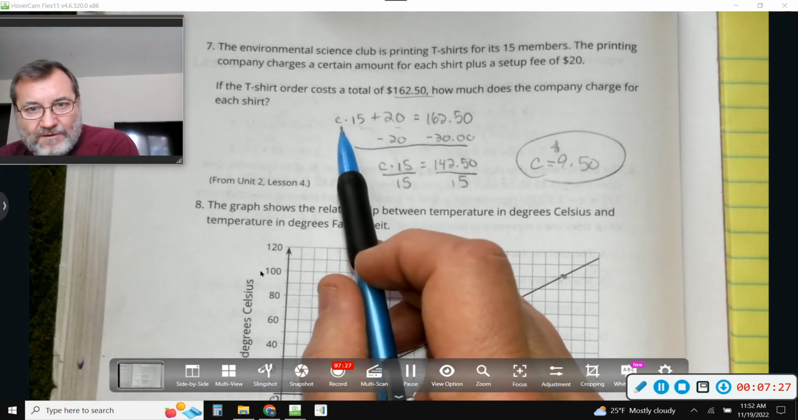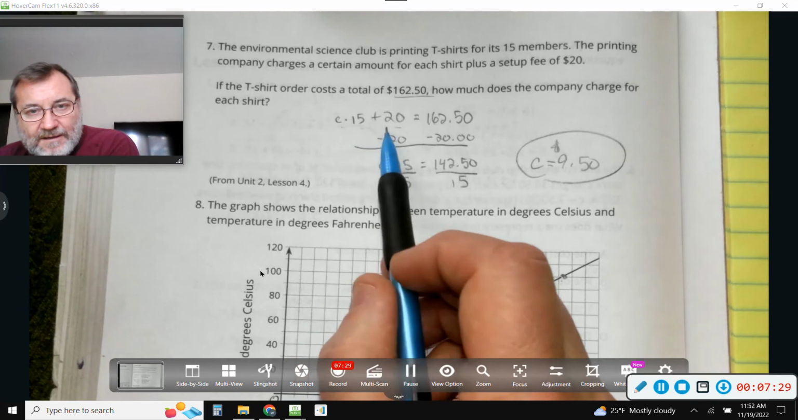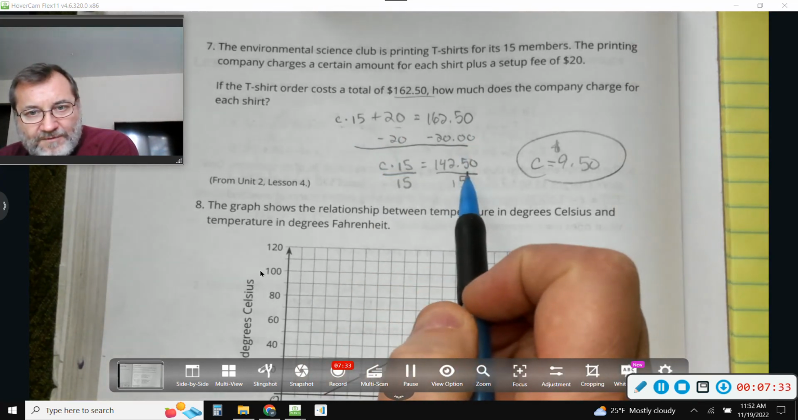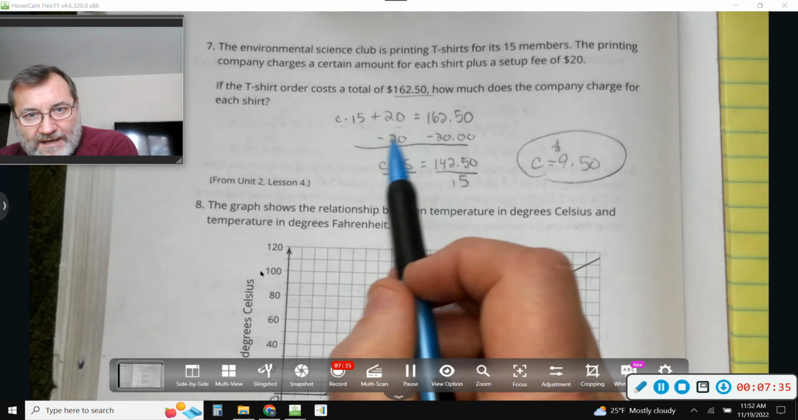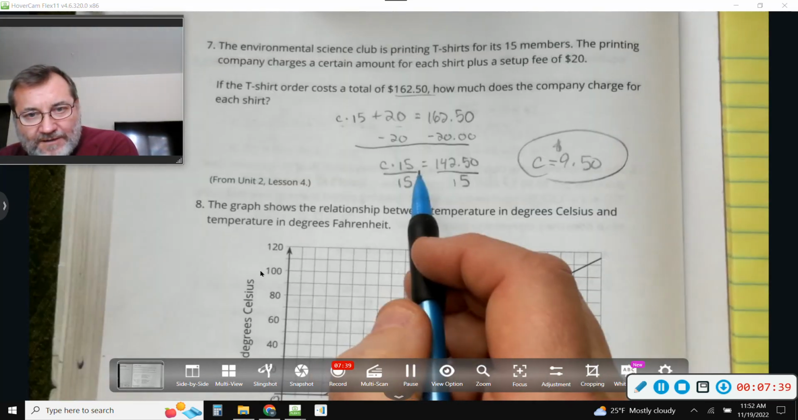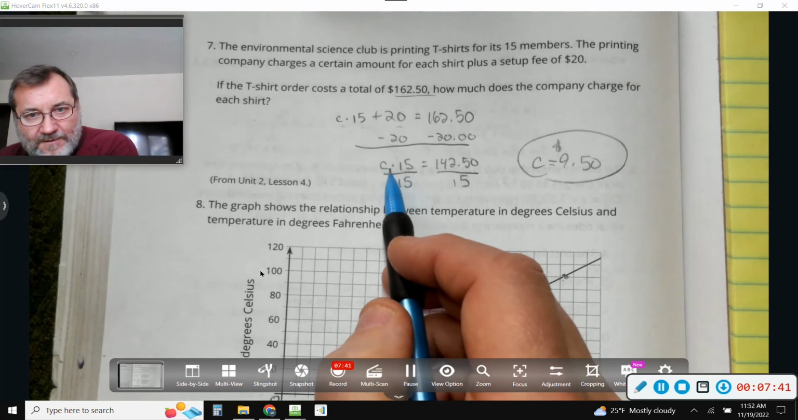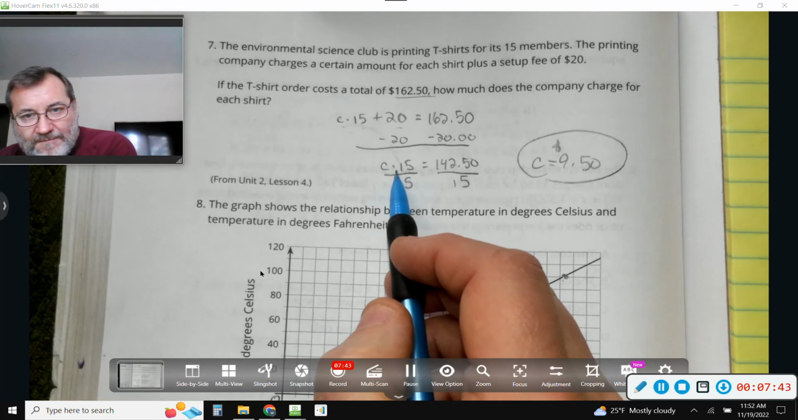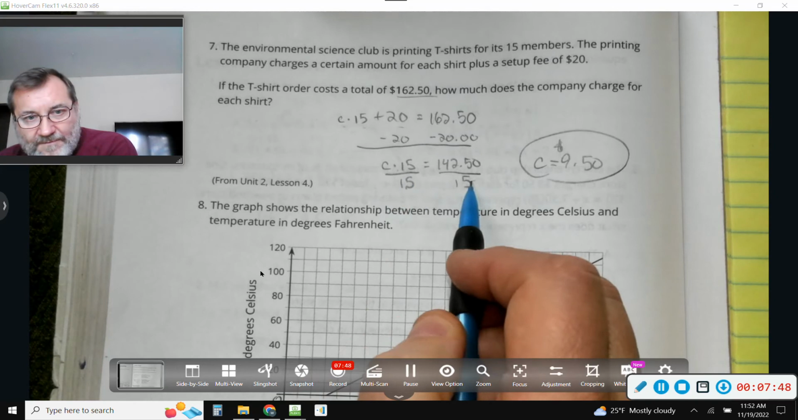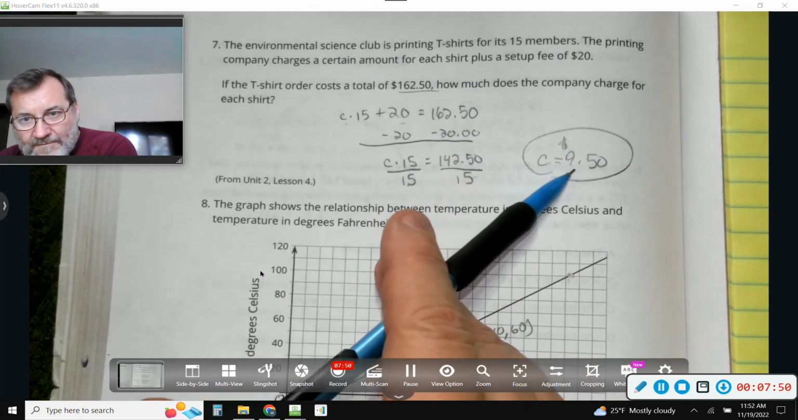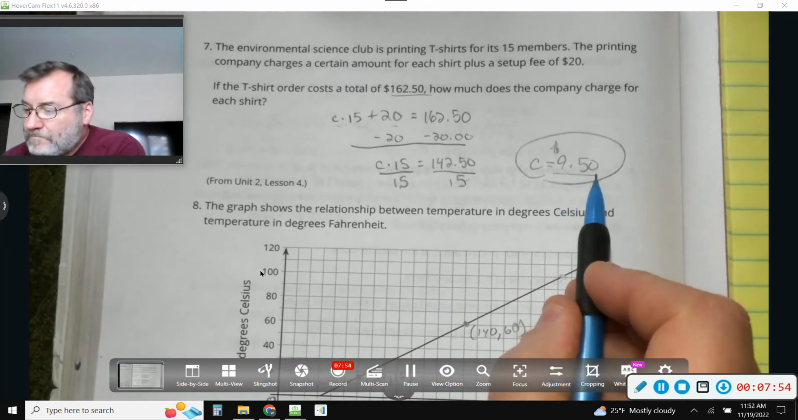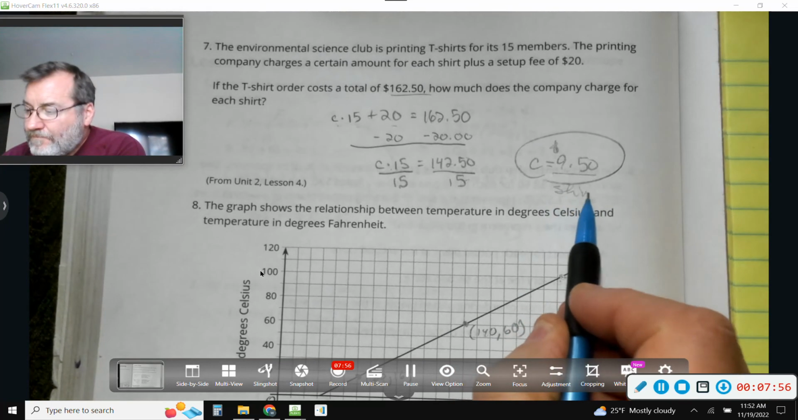So we have to solve for C in this instance. We're going to subtract 20 from both sides. You get 142.50 on one side. The 20s cancel here, so I just got 15C. And since I'm solving for C, I divide by 15 because we're multiplying between C and 15, so we have to undo it by dividing. Divide both sides by 15, and you get your answer as $9.50 per shirt. Remember units.